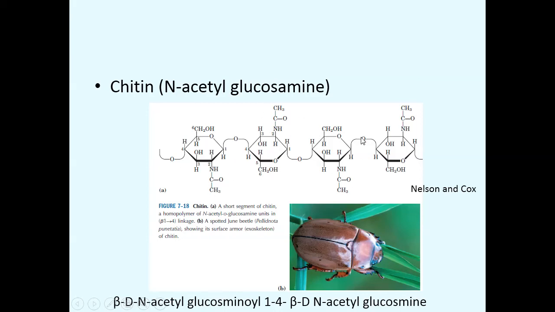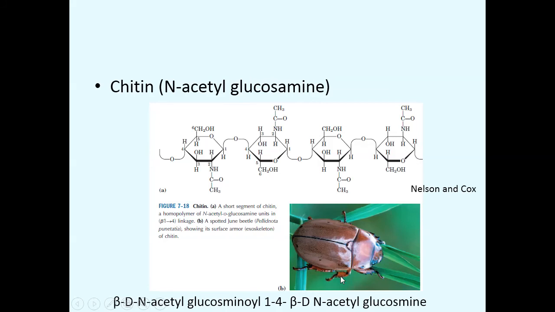The glycosidic bond found in chitin is beta-D-N-acetylglucosaminyl 1 to 4, beta-D-N-acetylglucosamine. In the lower panel of this figure, you can see a beetle. The exoskeleton of insects is made up of chitin. Chitin is also found in the cell wall of fungi. Cellulose and chitin are both examples of structural polysaccharides.